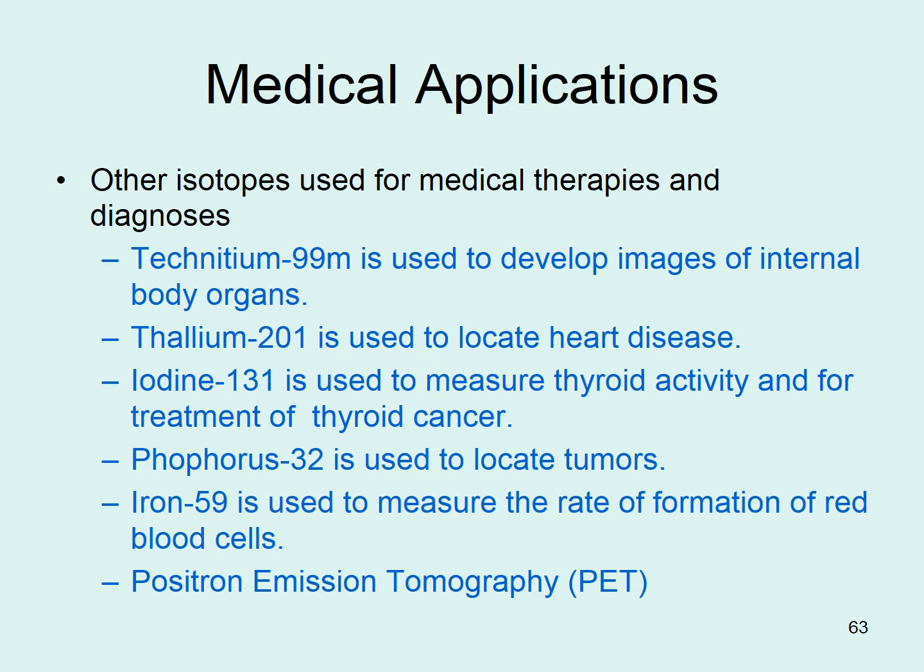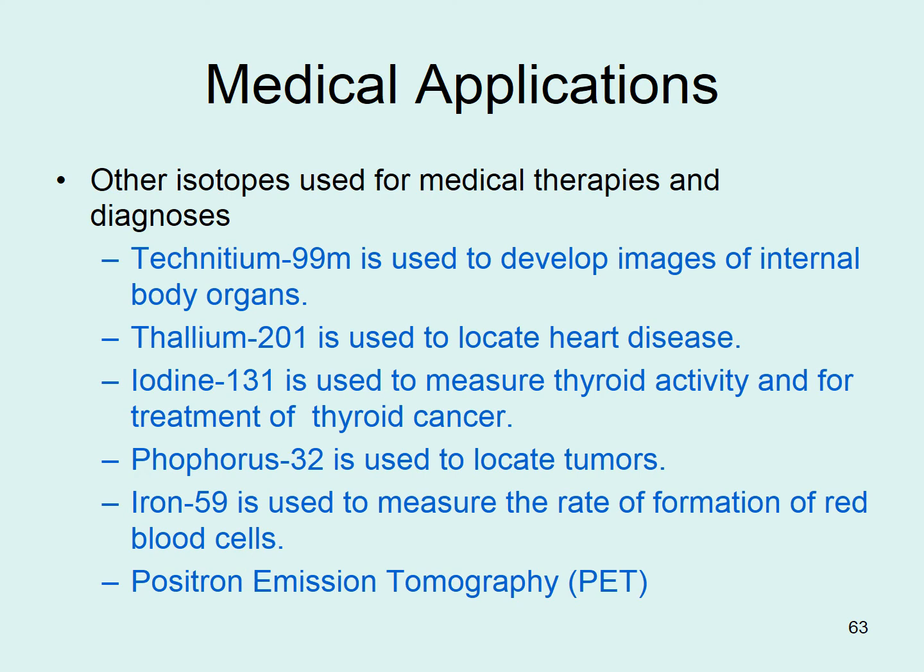Other medical applications, these are just some examples. Technetium, and you can just read that. Technetium is used to develop the images of internal body organs. Thallium is often used to locate heart disease. Iodine 131 is often used as treatment for thyroid cancer. Phosphorus 32 is used to locate tumors. Iron 59 is used to measure the rate of formation of red blood cells.